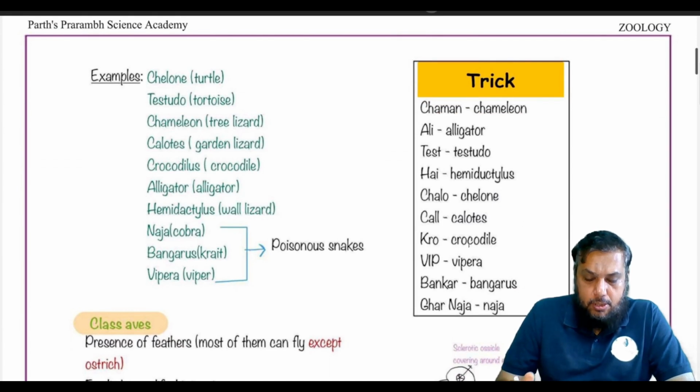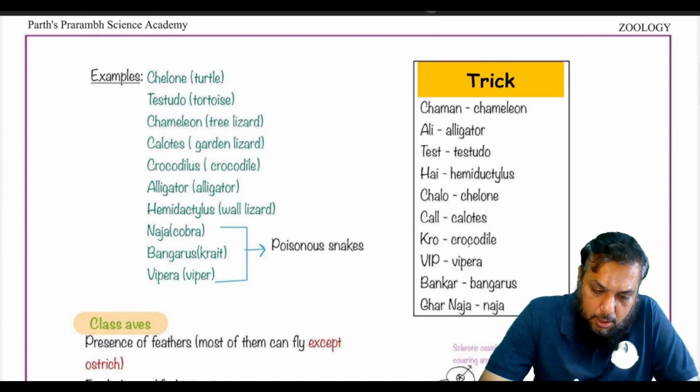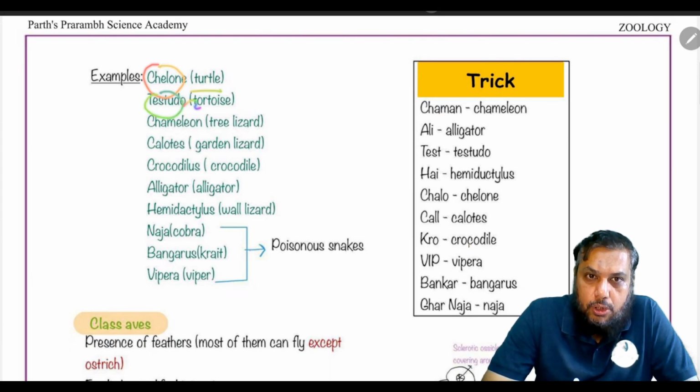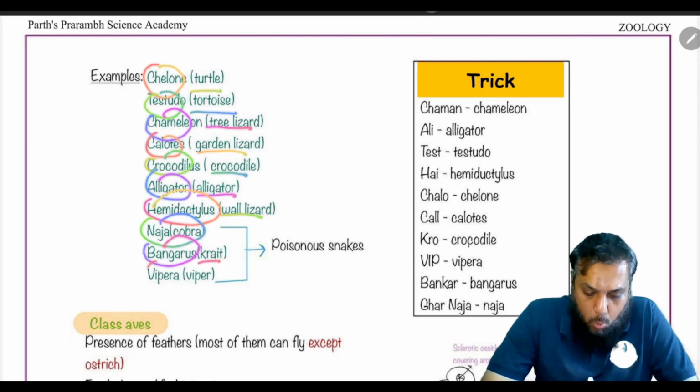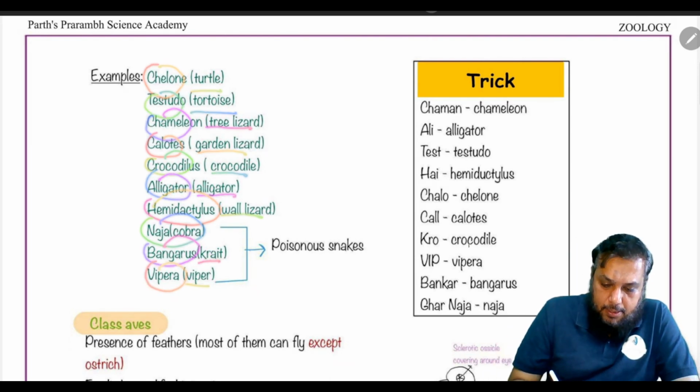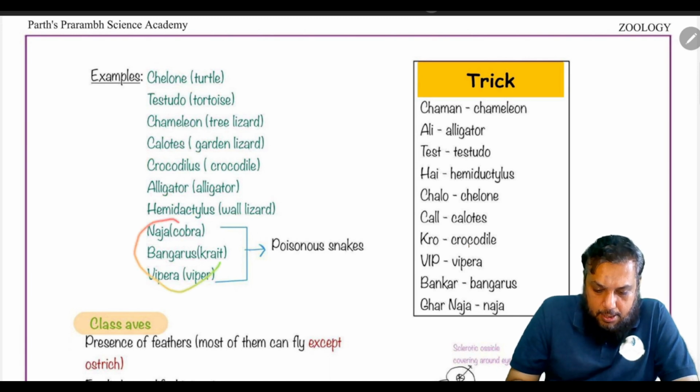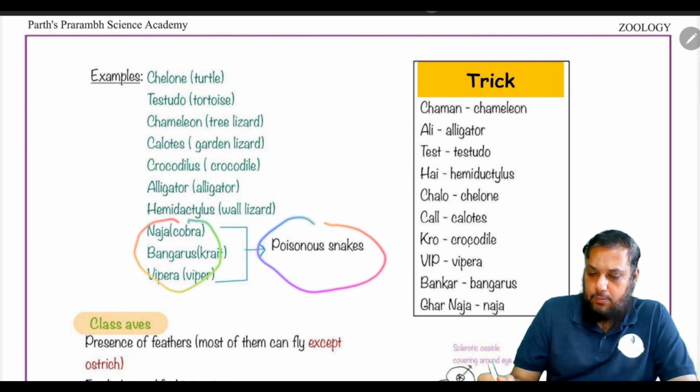Their examples include Chelone, that is turtle, Testudo, that is tortoise, Chameleon, tree lizard, Calotes, garden lizard, Crocodilus, crocodile, Alligator, Hemidactylus, wall lizard, Naja, that is cobra, Bangarus, krait, Vipera, viper. इसमें से the last three are poisonous snakes.